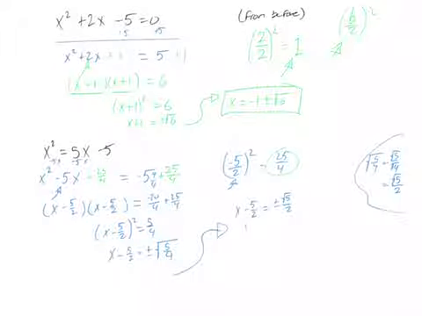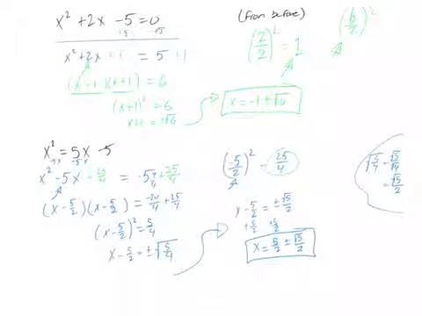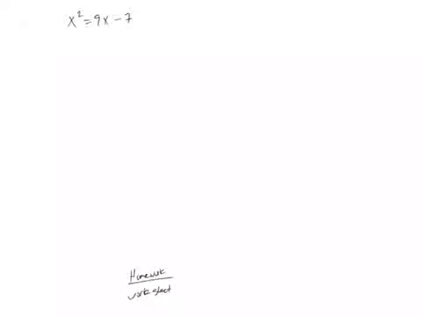Then I'm going to add 5 over 2 to both sides. So x is equal to 5 over 2 plus or minus the square root of 5 over 2. We don't really have to calculate those. Those are the exact answers there. Let's do one more.